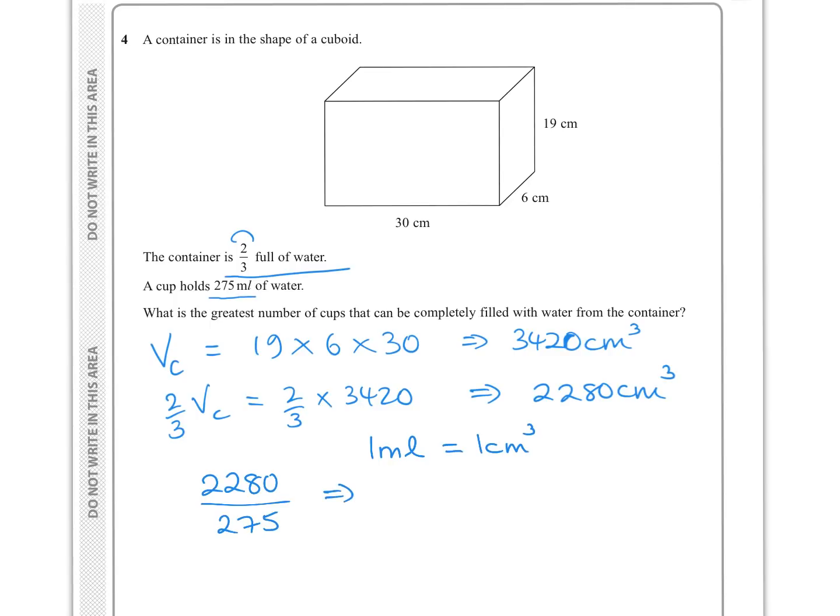And that's going to give me 8.290 recurring. So the greatest number of cups that can be completely filled is going to be 8 full cups.